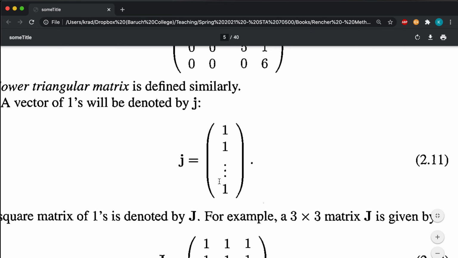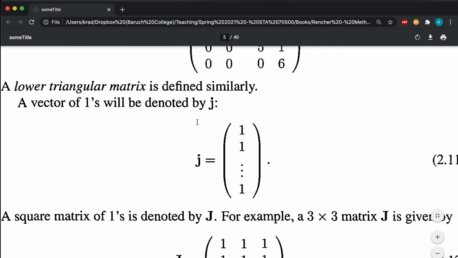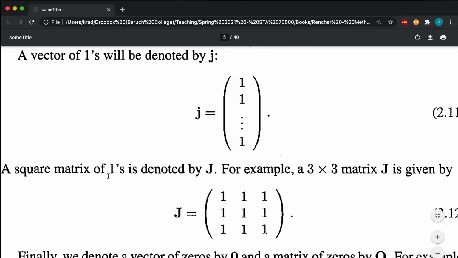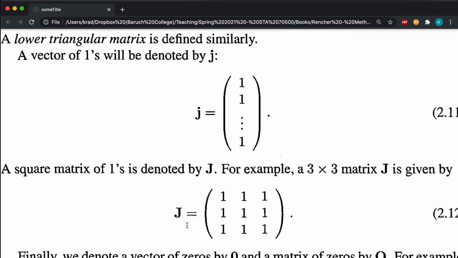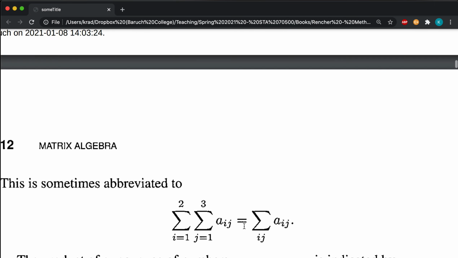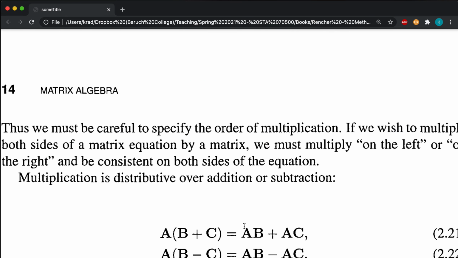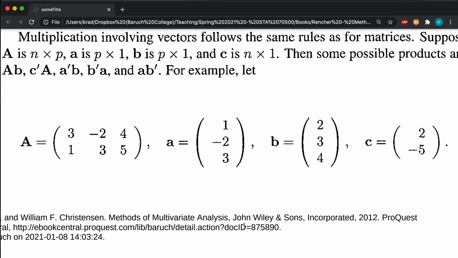Now let's look at this special vector, a vector of ones, which we denote by j, lowercase j. It's all ones. And then imagine you have this square matrix of ones, denoted by capital J. Now, why do I refer to them? Because here we can do some things with it, which would be fun.